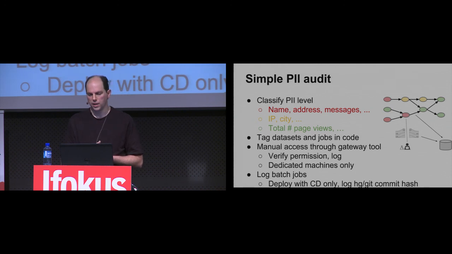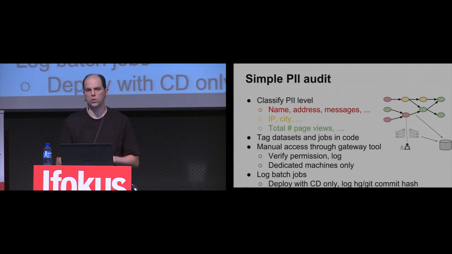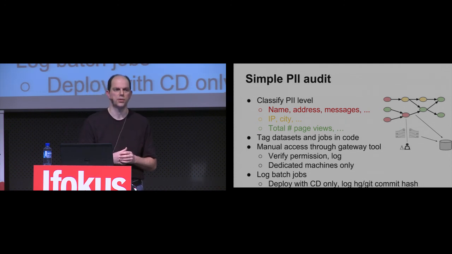And for batch jobs, you need to figure out what has actually been run in the past, and it's sufficient if you store with each batch job, if you log the commit hash of the source code that was used to run that job, because then you can go back and say, okay, we have this sensitive data, here's the source that was processed. You probably don't need to use this, but this is the kind of thing that you need to be prepared for if you end up getting privacy audited.